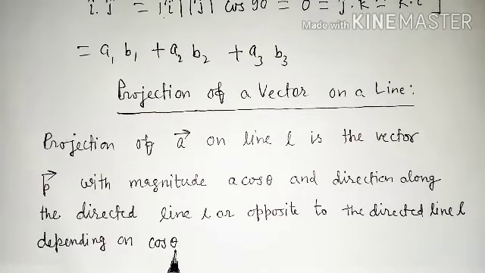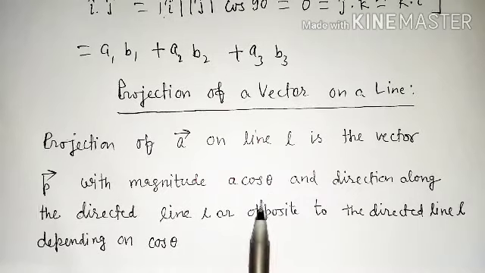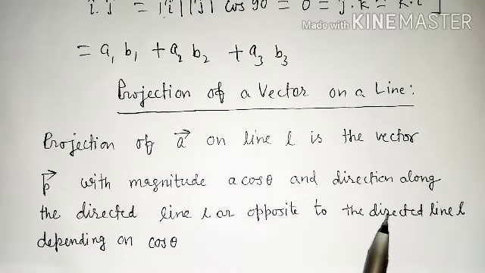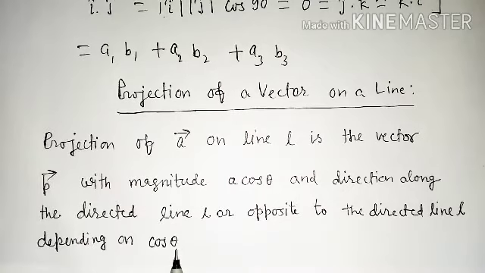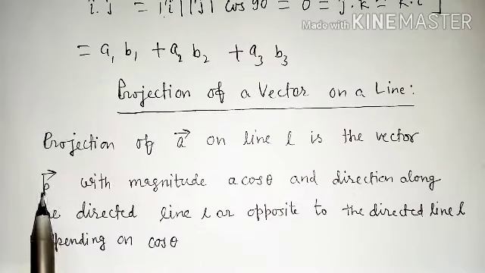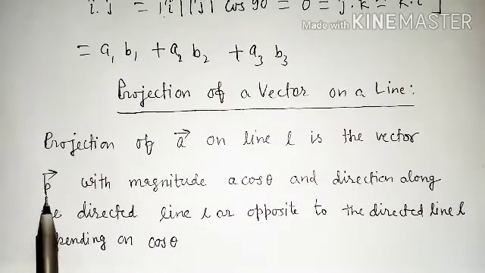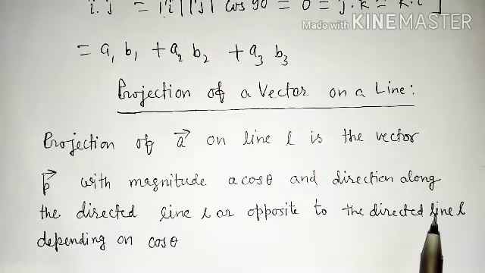It remains positive in first and fourth quadrant. Then a cos theta is positive, and the direction of vector P is along the line L. But if theta lies in second or third quadrant, then cos theta is negative, and then vector P has the direction opposite to the directed line L.